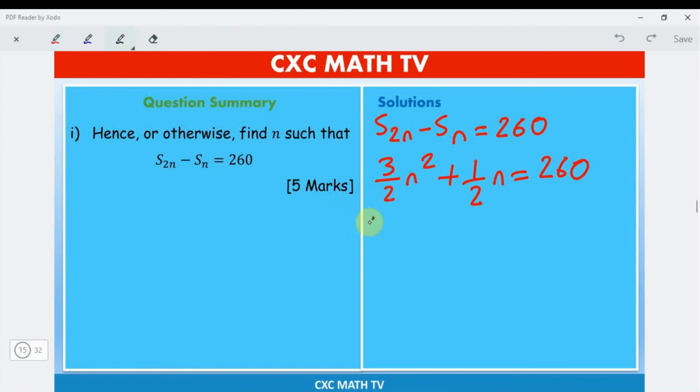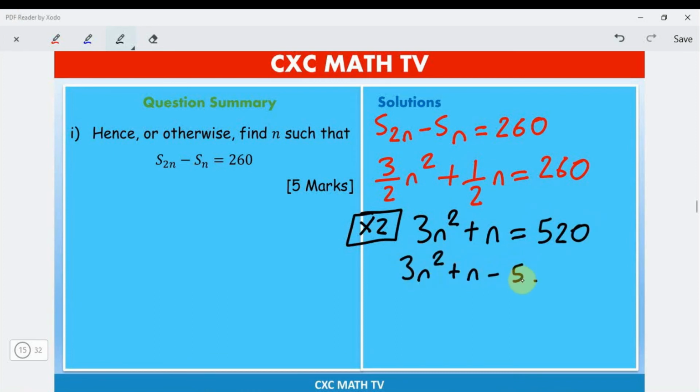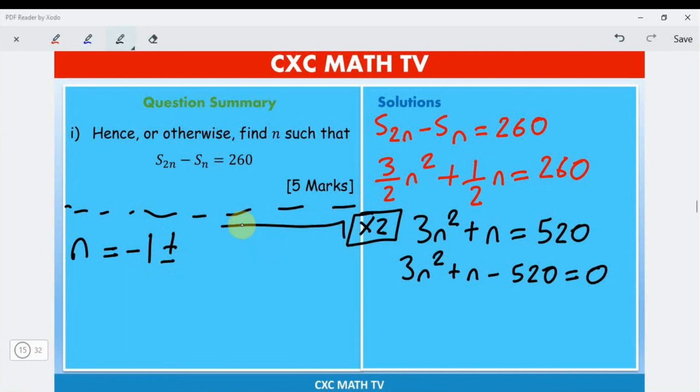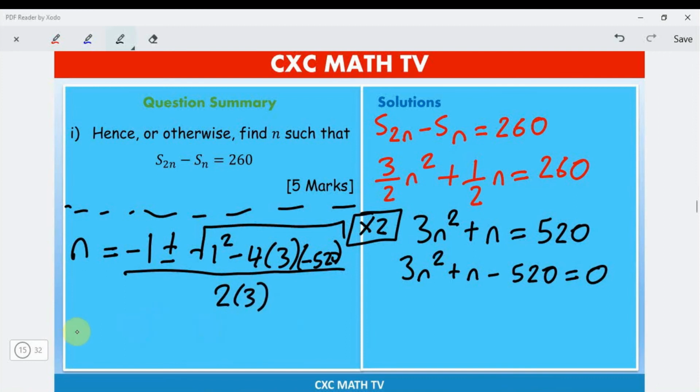So first thing we can do is multiply through the equation by 2 to get 3n squared plus n is equal to 520. That becomes 3n squared plus n minus 520 is equal to 0. Now we can then proceed to factorize. So that looks difficult for me to factorize. So I'm just going to use quadratic formula. So I'm going to say n is equal to, using quadratic formula, minus b plus or minus the square root of b squared minus 4 times a times c divided by 2a, which is 2 times 3. In other words, I'm getting n equal to, let's put it in our calculator.